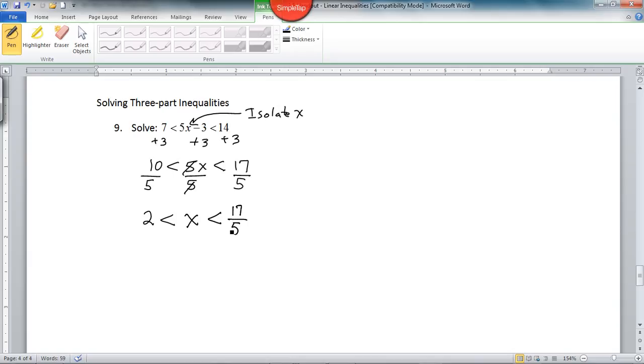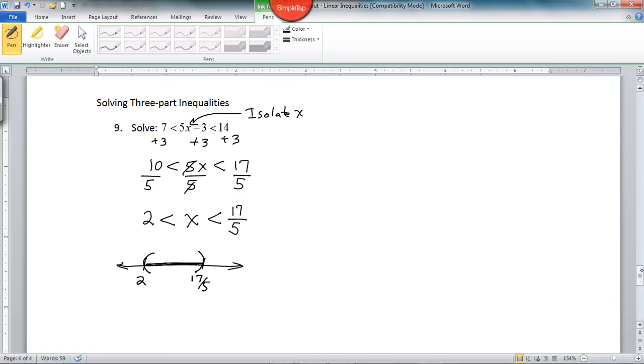All right, well, that's what we talked about earlier. When we get the x by itself in the middle, what that means is the part of the number line I'm talking about is the part of the number line between 2 and 17/5. So that's solving a 3-part inequality.